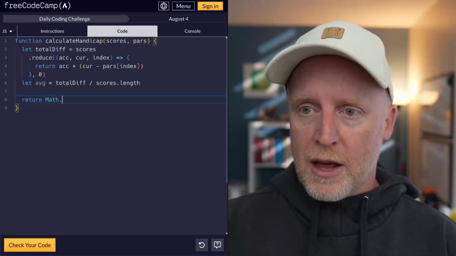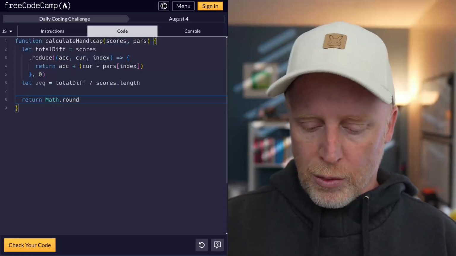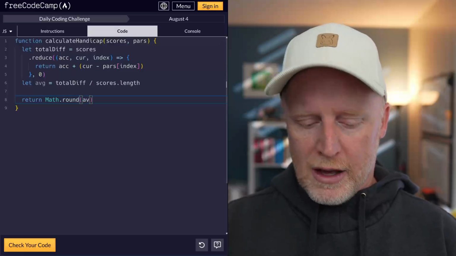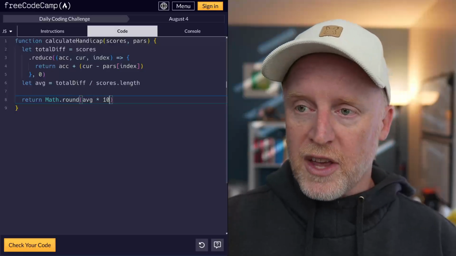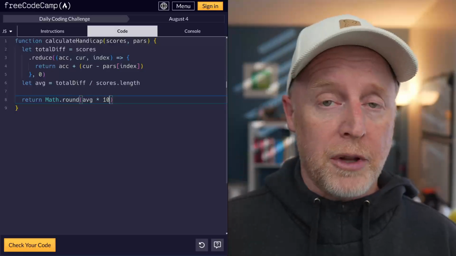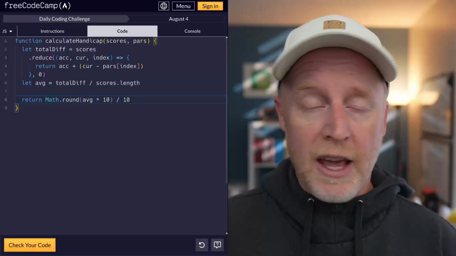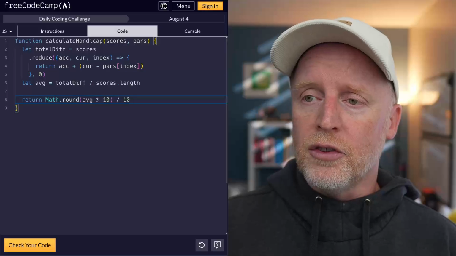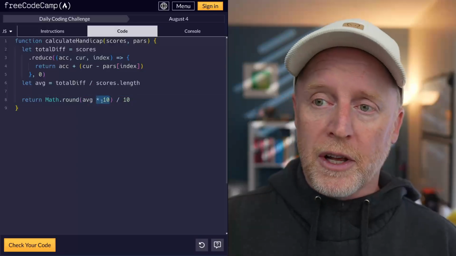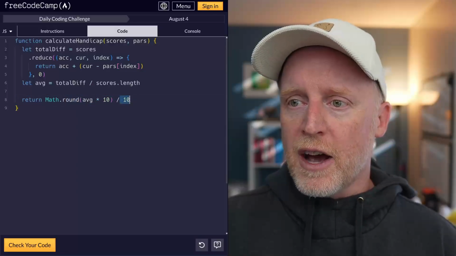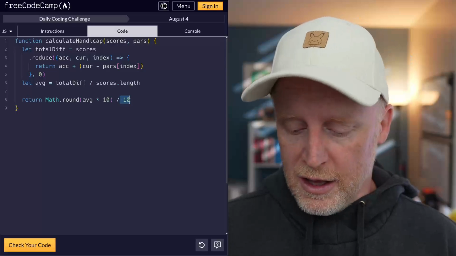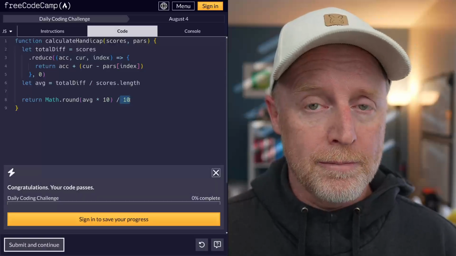So we go Math.round. And what are we rounding? Well, it's going to be average times 10, which shifts the decimal place one spot, and then we divide by 10 again, outside of the round. So multiplying by 10 to shift the decimal place, rounding it, and then dividing by 10 to shift the decimal place back, at which point it works, okay?